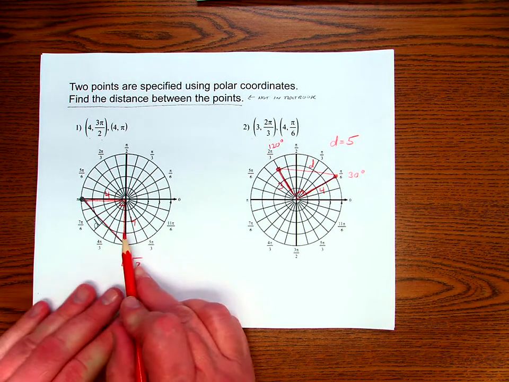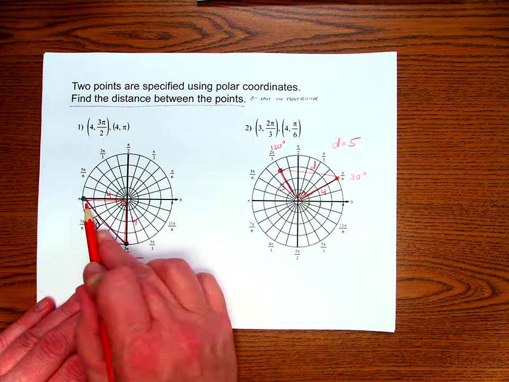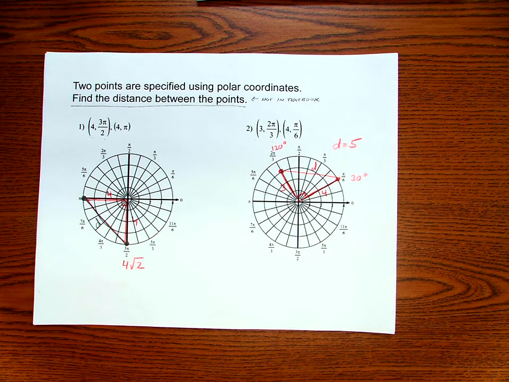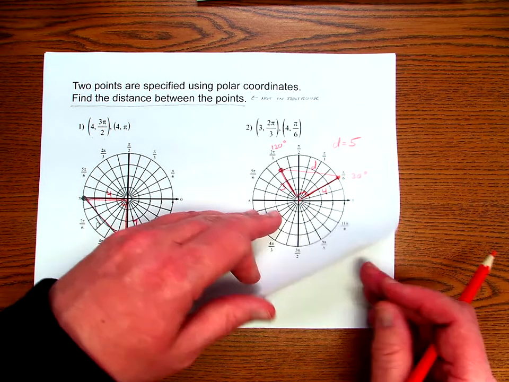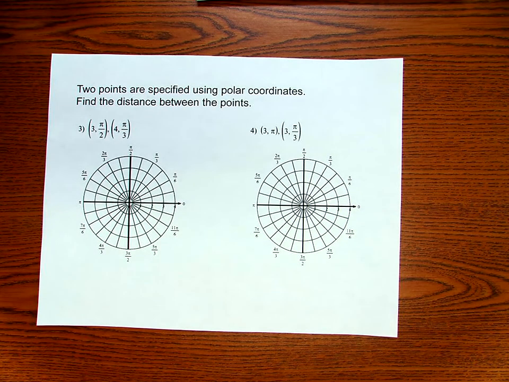Well, these are 2 very nice, clean, happy examples where the triangles that we could box in to help us find that D are right triangles. Well, what if they're not right triangles? What would we do? Oop, wrong page. I don't know why that's in there.